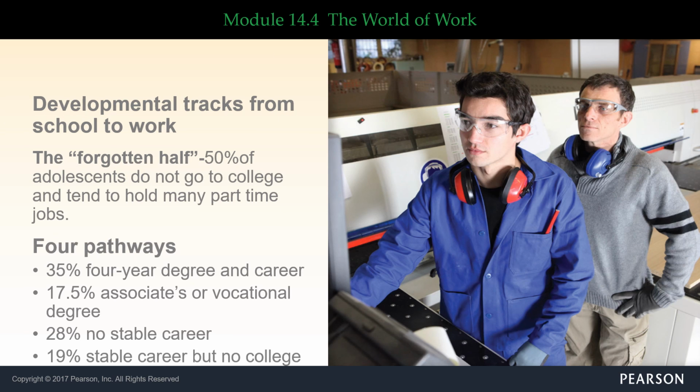And so lastly, in the world of work, there are developmental tracks from school to work. The first track is the forgotten half, where 50% of adolescents don't go to college and tend to hold many part-time jobs and have a difficult time establishing what kind of occupational path they want to take. The others take 4 pathways.